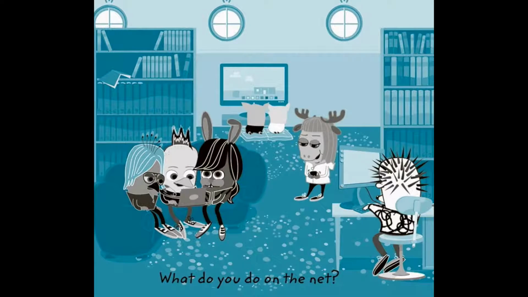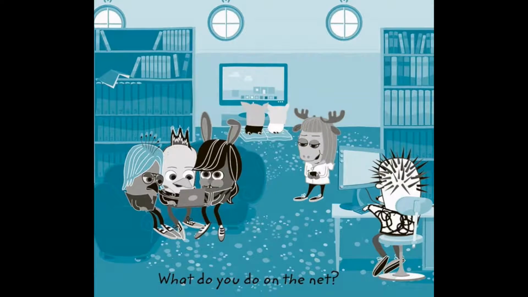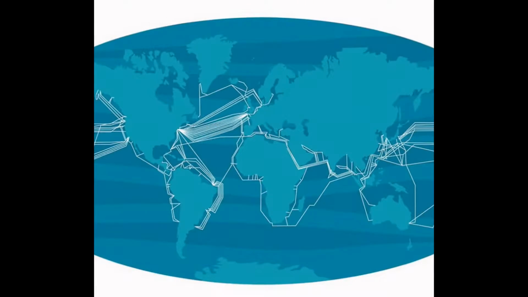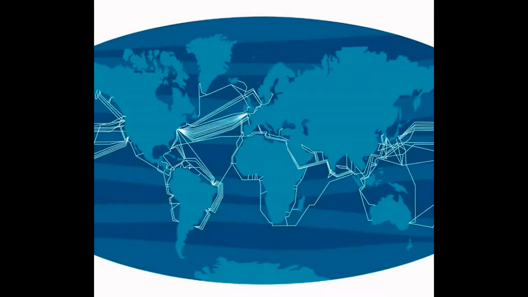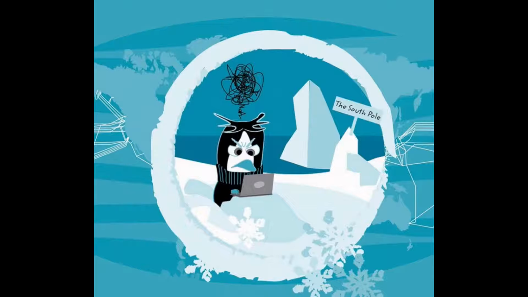How do you use the Internet? What do you do on the net? Where is the Internet? You have the Internet, for example, in your computer, mobile, and your tablet, of course. You can play games, listen to music, search for pages, and watch films. But really, the Internet is the world's largest network of computers and exists all over the planet. Except in some remote places. For example, the South Pole.